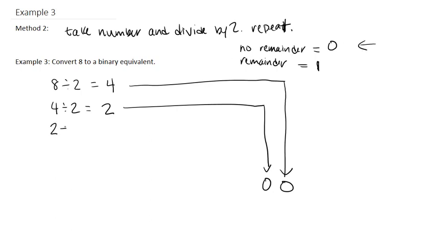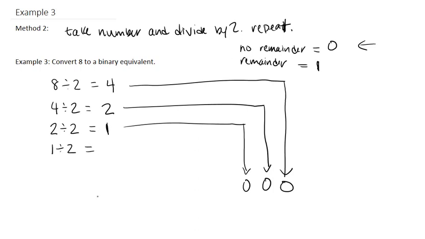Next we take 2 and divide it by 2. This is a whole 1. So this is a whole number, there's no remainder. So this will also be a 0. Then we take 1 and divide it by 2.